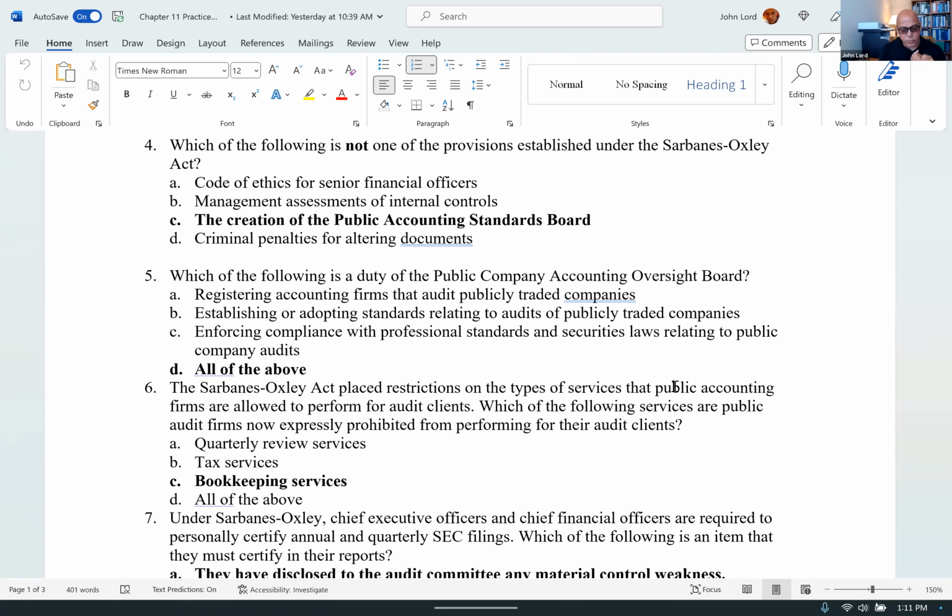C, enforcing compliance with professional standards and securities laws. Yeah, they'll even investigate public accounting firms and come in and look at some of their audits. So yeah, all of these, okay?